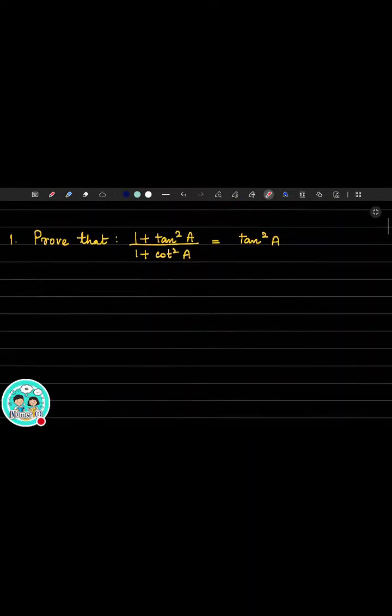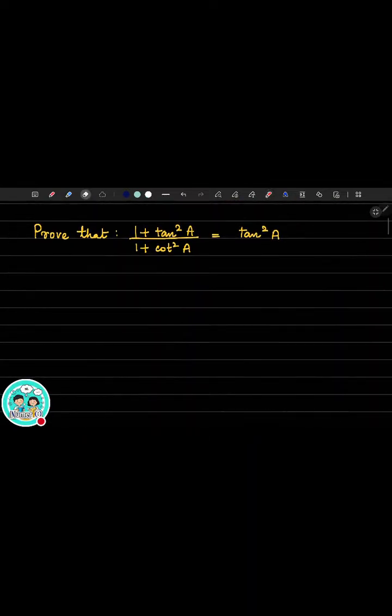Okay, here is the next question. You have to prove that 1 plus tan square divided by 1 plus cot square equals tan square theta. Let me know if you have any idea how to do it. So these questions are very important, quite straightforward. Again a 2-mark question. So 1 plus tan square, 1 plus cot square. You can either use an identity or you can directly do it, right?